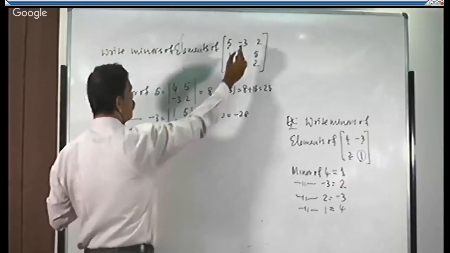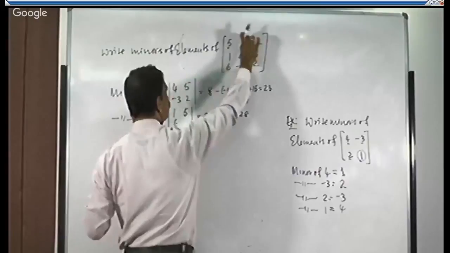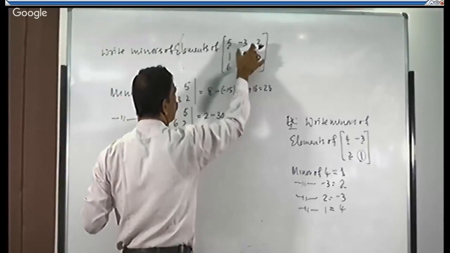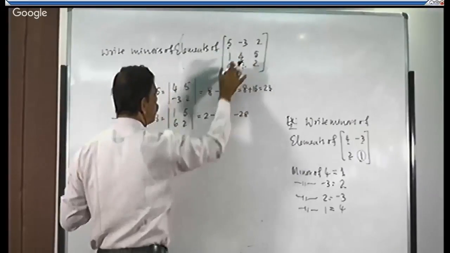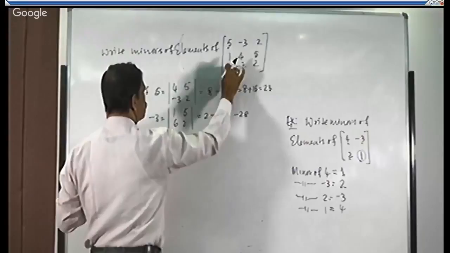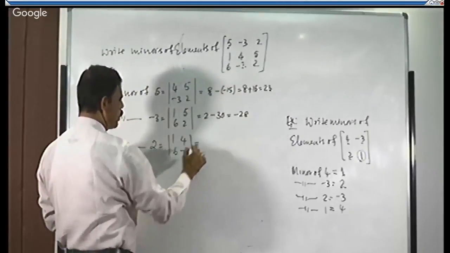Minor of 2. The 2 lies in first row, third column. Leave that column and row. Write the remaining elements in determinant form. That is 1, 4, 1, 4, 6, minus 3. Expand it.